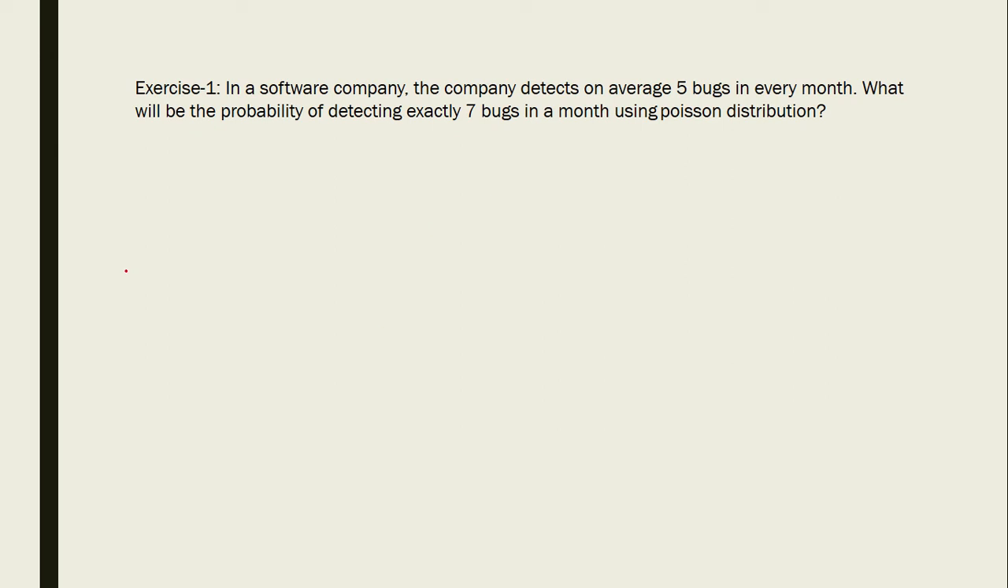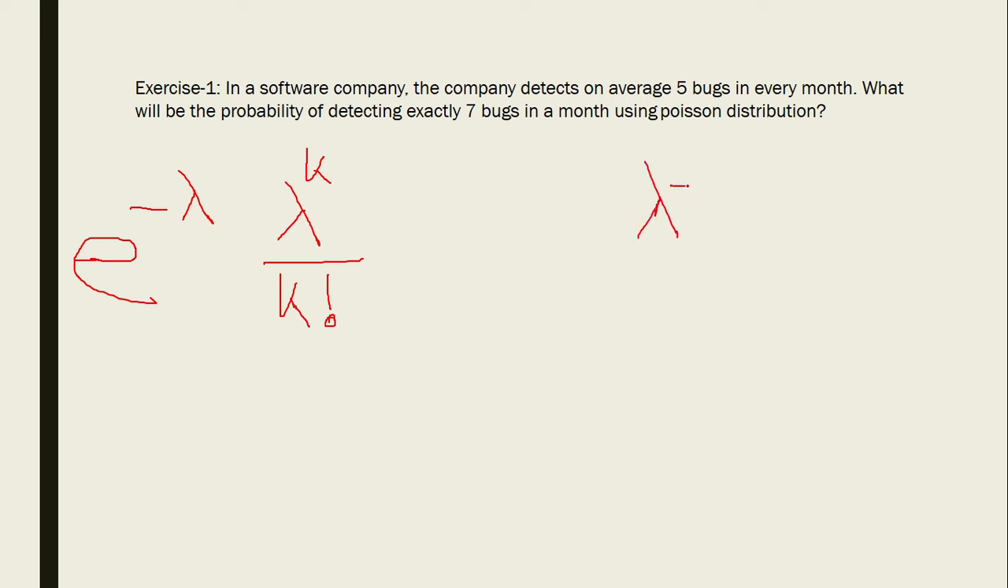If we look at the formula of Poisson distribution, the formula is e to the power minus lambda into lambda to the power k divided by k factorial, right? So here, what do lambda and k mean? What do this lambda and k mean? This lambda is the mean or average. So this is all lambda.